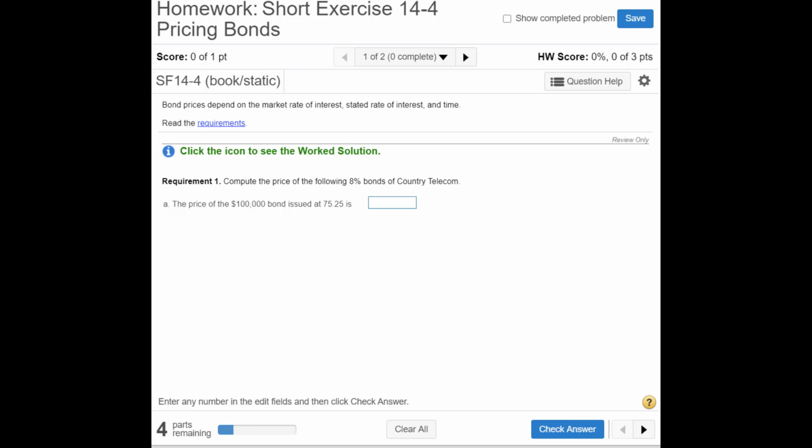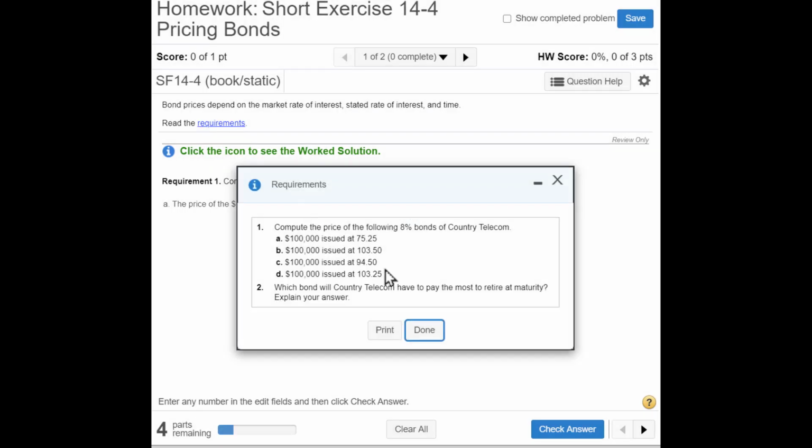Short exercise 14-4, pricing bonds. So bond prices depend on the market rate of interest, the stated rate of interest, which is the interest rate that the bond will actually pay, and then time. So in this short exercise, we're going to have 4 different scenarios, and we're going to practice figuring out what the price is of the bonds.